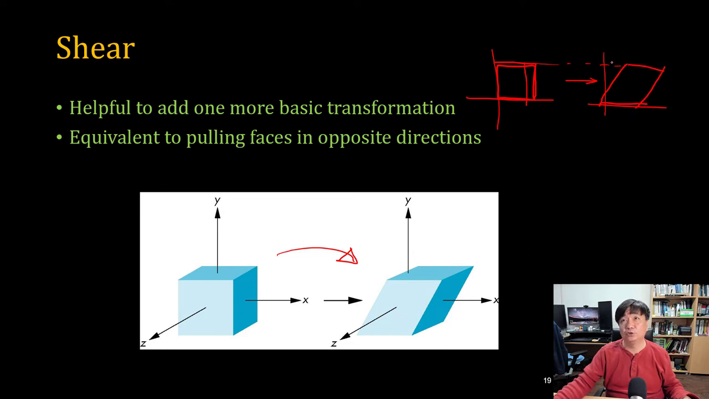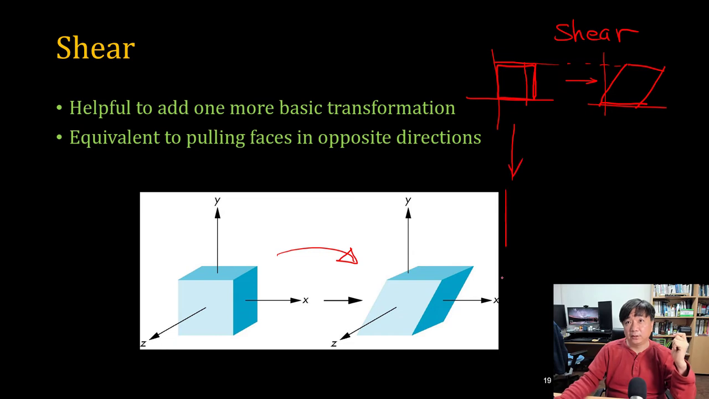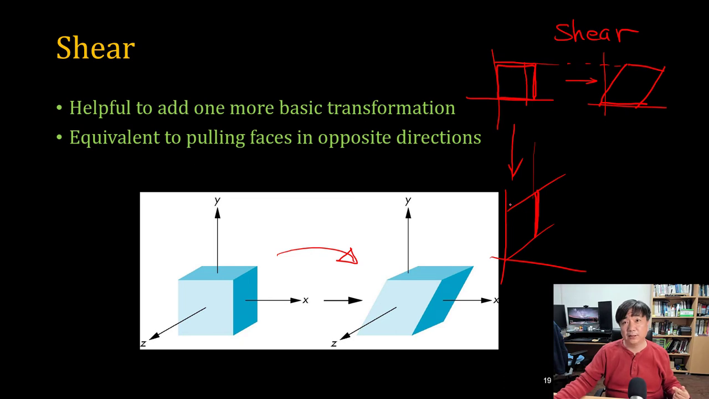This is shear. Along the y axis, the shape will change like this. But it does not change the width. Same width, but it will be changed into a slanted shape.